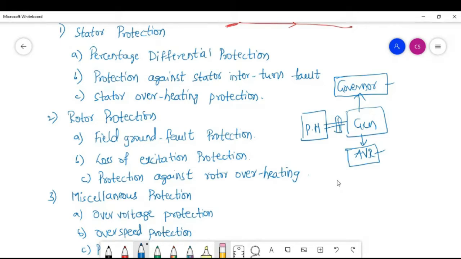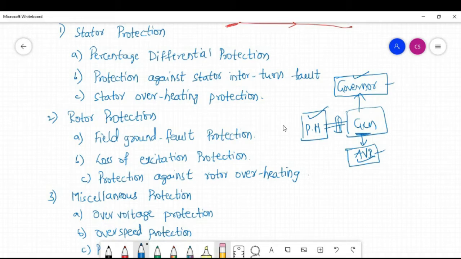So the generator does not depend only on its own parameters. It is going to depend on the governor, on the automatic voltage regulator, and also on the steam turbine. Based on all these things, we are going to provide protection to this generator. So first we'll start discussing the stator protection. Please, have you all listed this out?